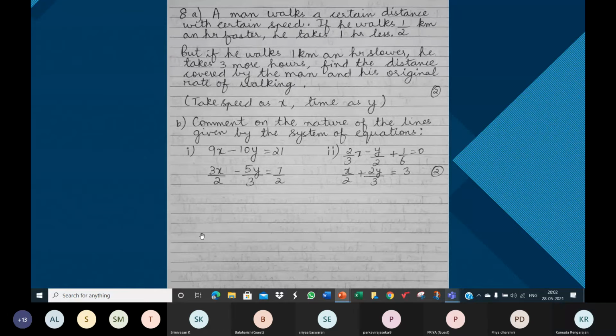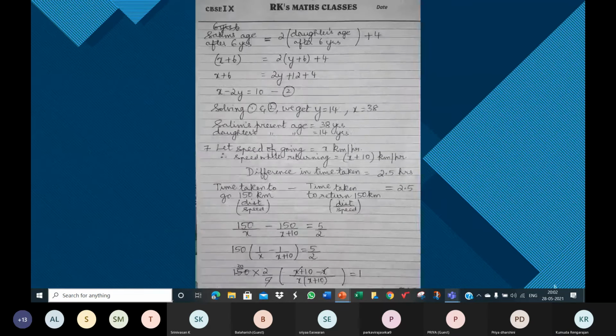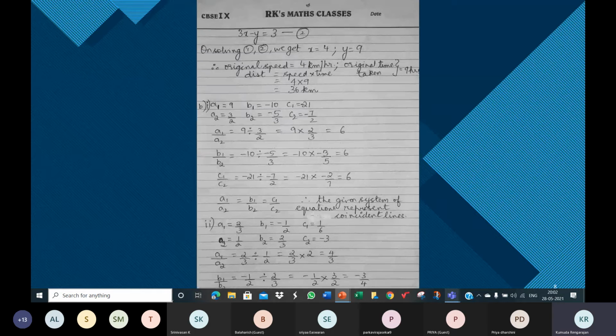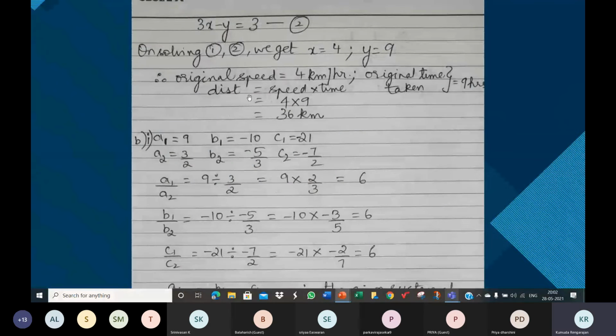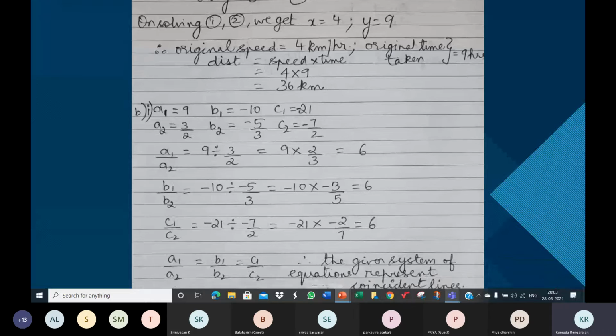Okay. Tell me if I'm right. Yeah, the earlier answer, children. So the earlier one, as someone said, X is 4 and Y is 9, which means the original speed is 4 kilometers per hour. The original time taken is 9 hours, and the distance is speed into time. 4 into 9, 36 kilometers.